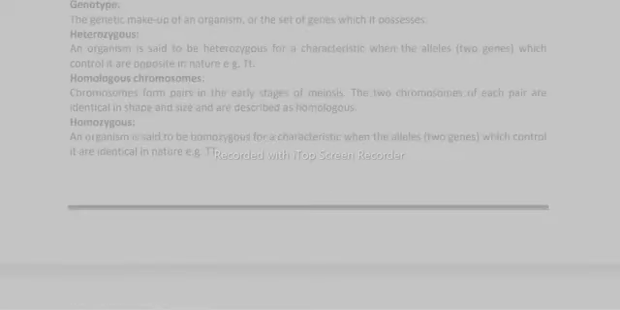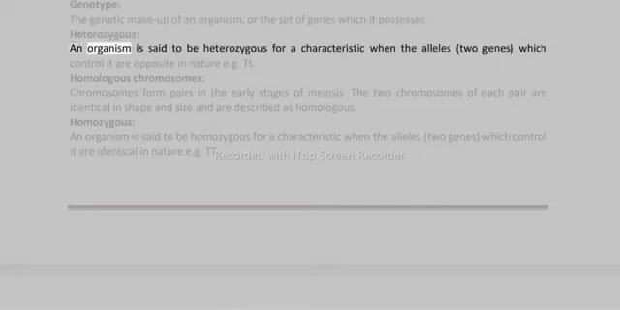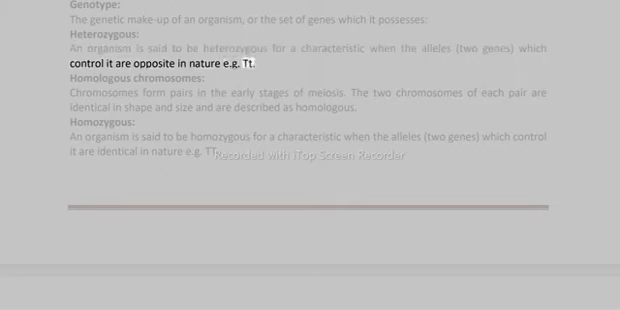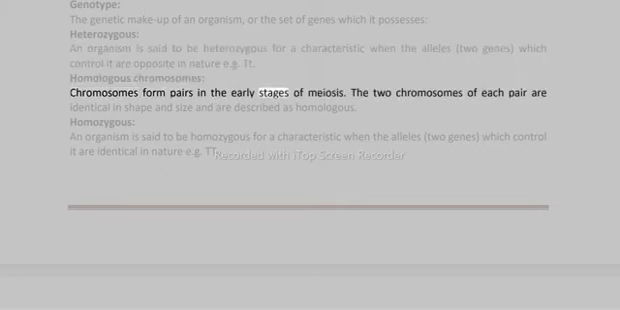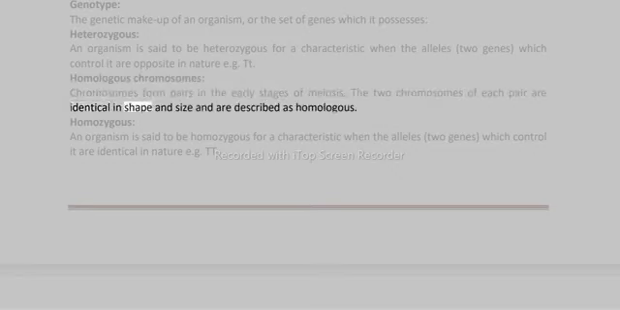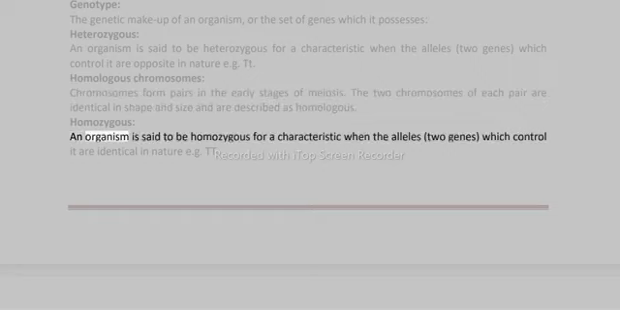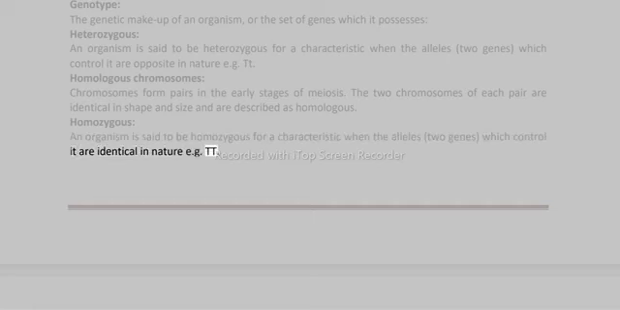Genotype: the genetic makeup of an organism, or the set of genes which it possesses. Heterozygous: an organism is said to be heterozygous for a characteristic when the alleles, two genes, which control it are opposite in nature, e.g. Tt. Homologous chromosomes: chromosomes form pairs in the early stages of meiosis. The two chromosomes of each pair are identical in shape and size and are described as homologous. Homozygous: an organism is said to be homozygous for a characteristic when the alleles, two genes, which control it are identical in nature, e.g. TT.